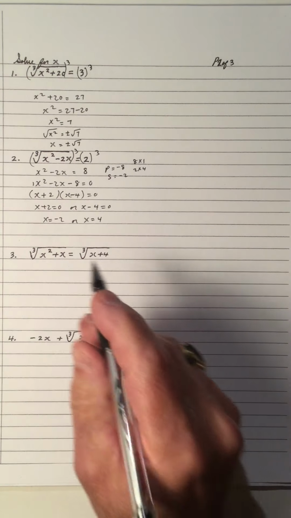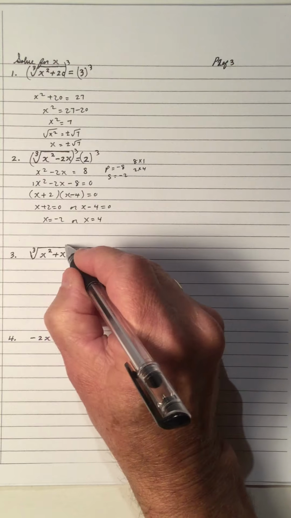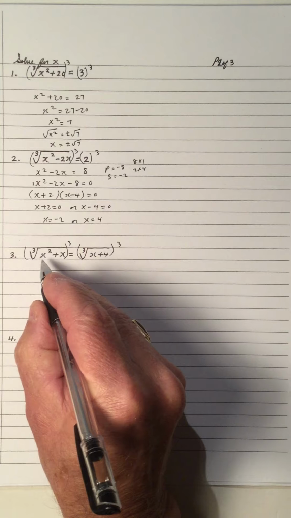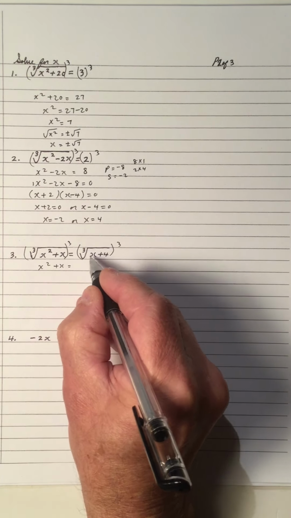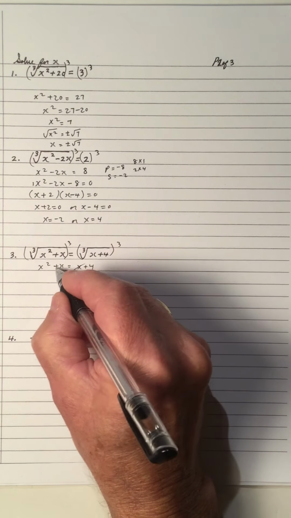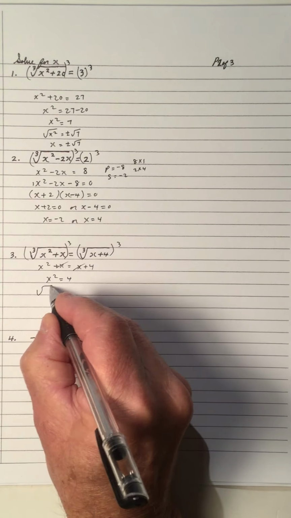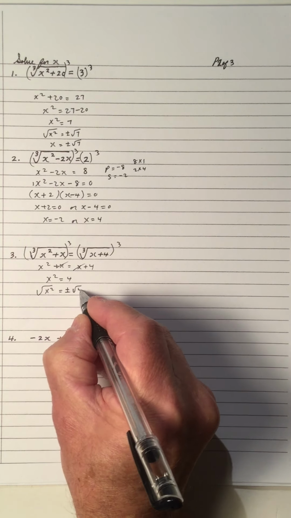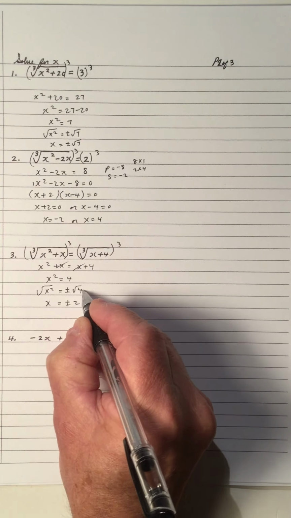Number 3, notice we have the cube root on each side. So it's already isolated, so we'll cube each side. So the cube root of x squared plus x cubed is x squared plus x. The cube root cubed of x plus 4 is x plus 4. The x's cancel out because they're on each side. So x squared equals 4. The square root of x squared equals plus minus the root of 4. Square root of x squared is x, so x is plus minus 2.